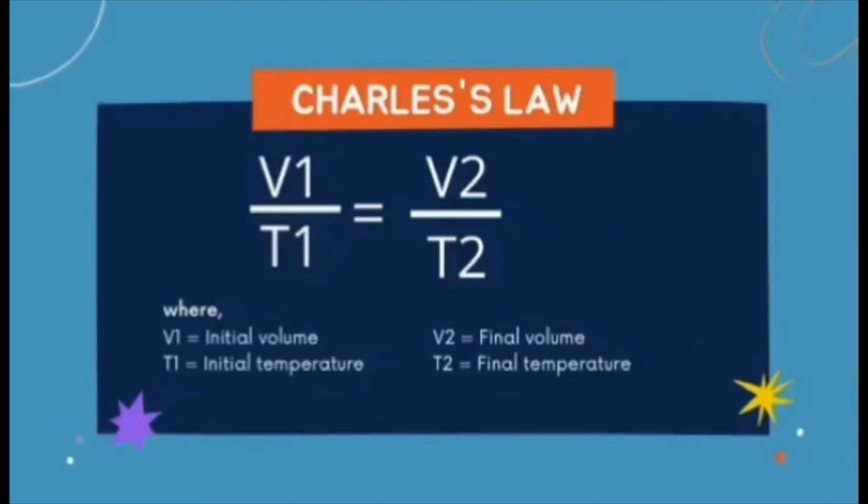Charles' law is expressed by the equation V1 / T1 = V2 / T2, where V1 is the initial volume, T1 is the initial temperature, V2 is the final volume, and T2 is the final temperature.